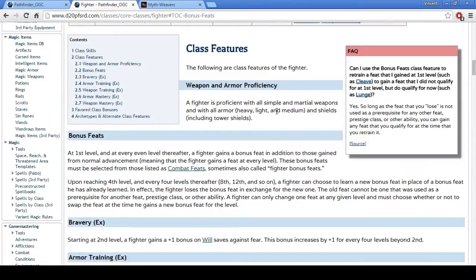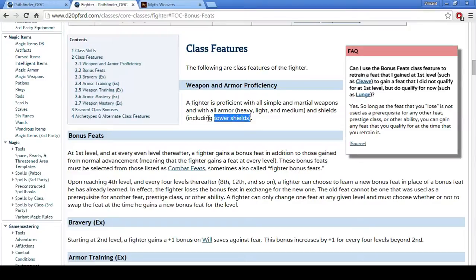Being a fighter, you're proficient in pretty much everything. Like it says, simple and martial weapons, which means all simple and martial weapons, with all armor, so heavy, light, and medium. It's kind of a weird order for that to go. I feel like it should go light, medium, heavy, or at least heavy, medium, light. But no, heavy, light, medium, and all shields, including tower shields.